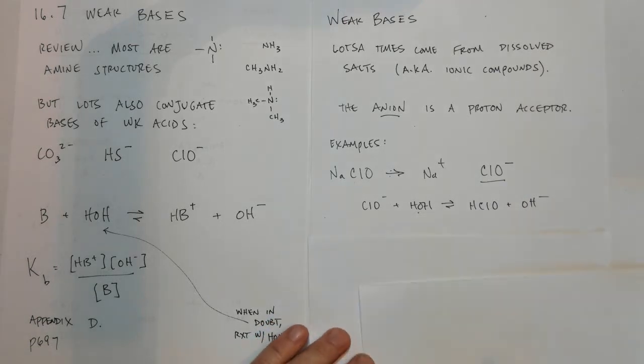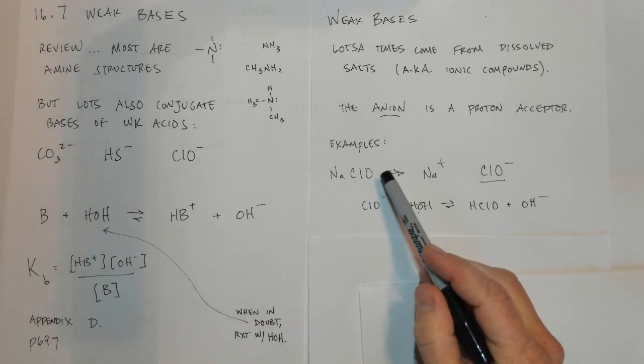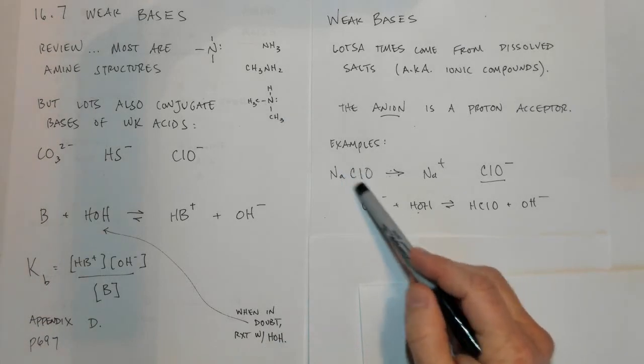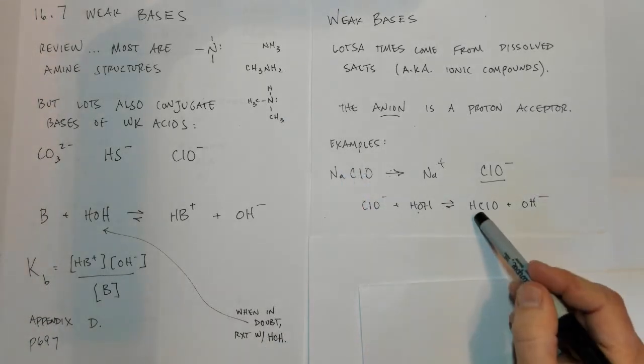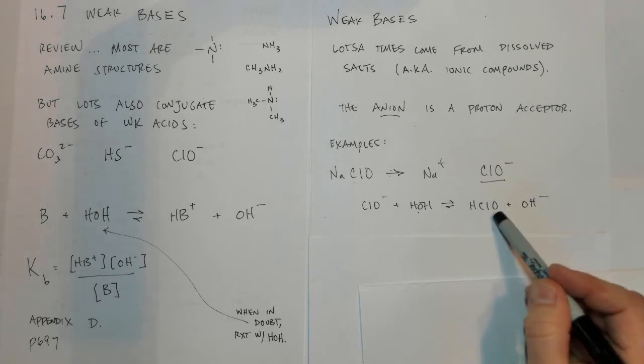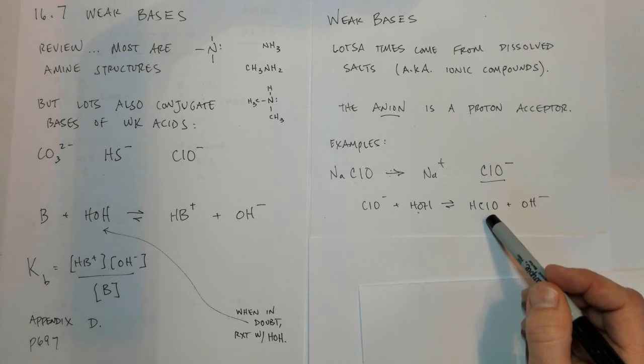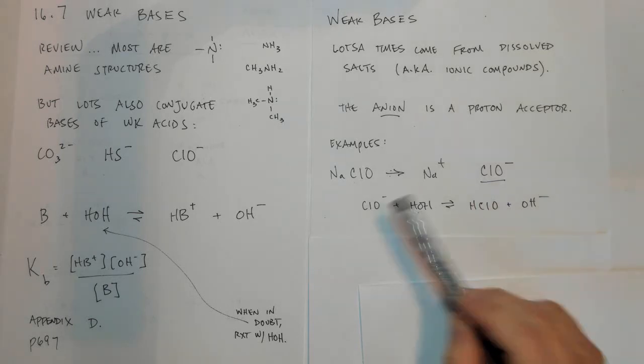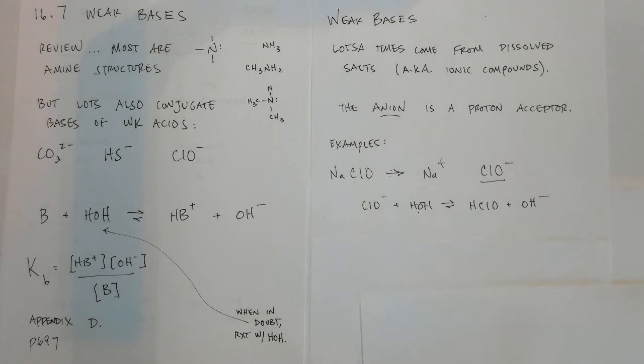How do we know that this is going to do that? Well, you have to look at where ClO minus came from. And if it came from something that would be a weak acid, then it would be a good getter of hydrogens, because if it's going to form a weak acid, remember weak acids don't want to dissociate very much, and so then you know that this guy would be good at forming that weak acid.